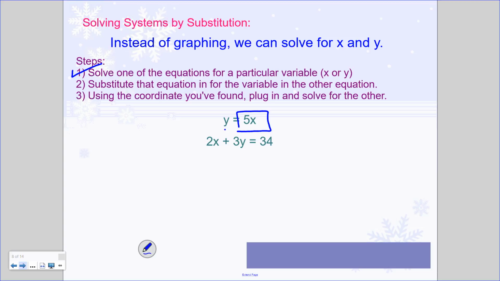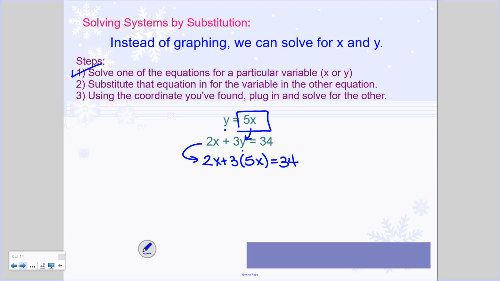Already done for us. So if we've got y isolated and y equals 5x, what that means is that this y and this y should be equal to each other. So if this y is equal to 5x, that means that the y in the other equation should also be equal to 5x. So what we'll do is recopy the second equation, but instead of y, we're going to replace it with 5x. Because we see that the y should be equal to each other. So they should be equal to the same expressions as well.